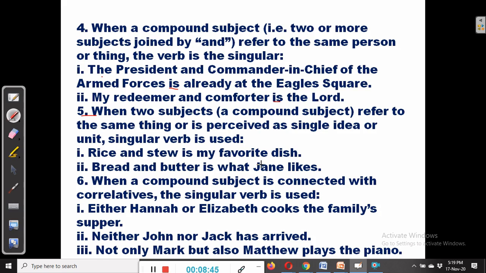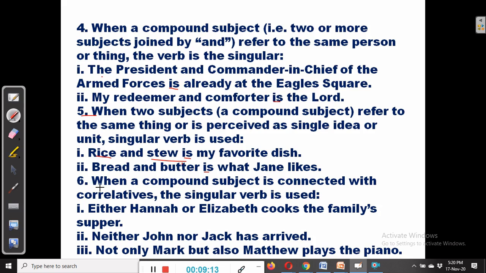Rice and stew is my favorite dish. You see, even though we have rice and stew, it refers to a single dish, so it takes a singular verb. Rice and stew is my favorite dish. Bread and butter is what Jane likes. So bread and butter also refers to the same dish going together, and it takes a singular verb.